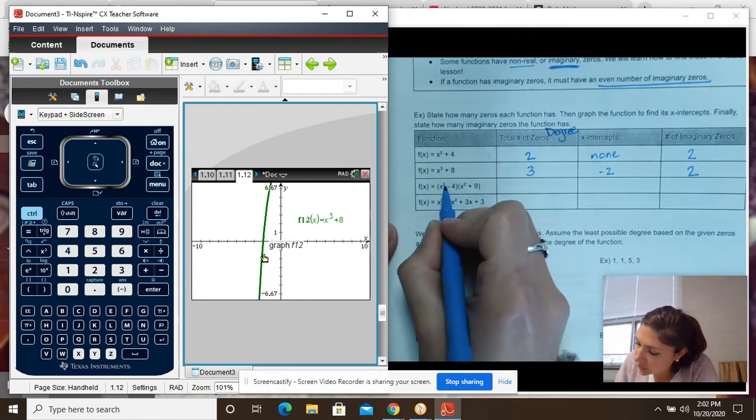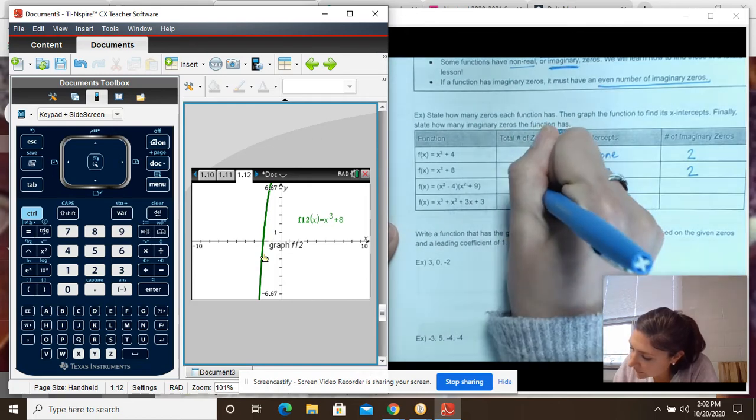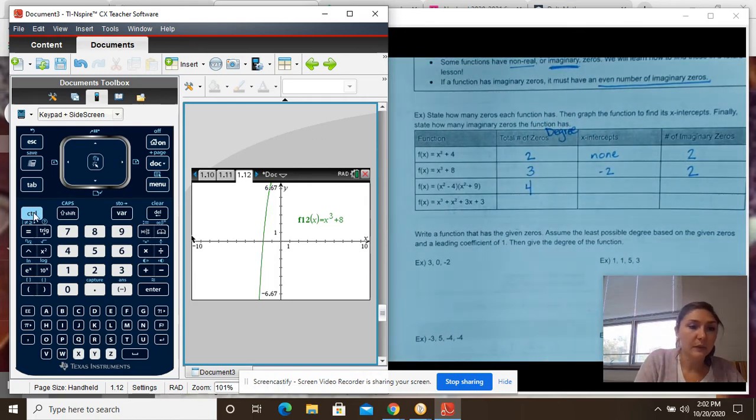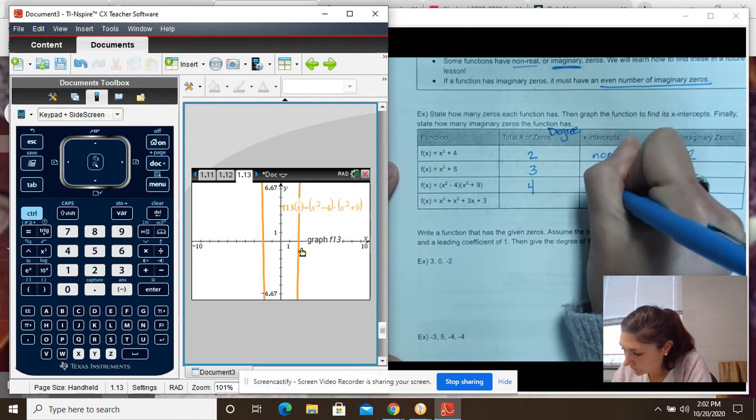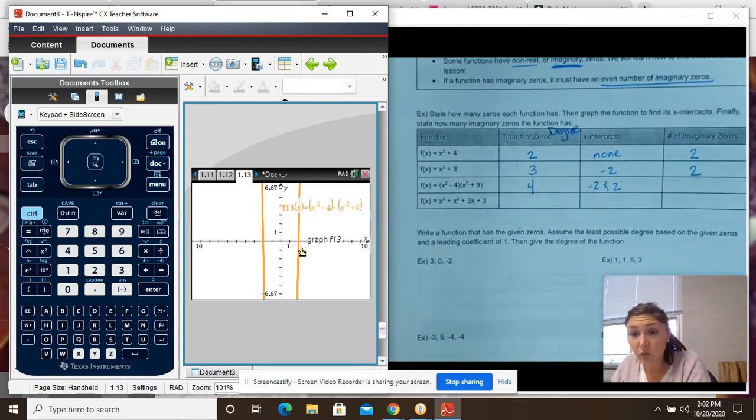For my next function, 2 and 2 gives me a degree of 4. So let's see if we've got any x-intercepts here. I've got 2 x-intercepts, it looks like, at -2 and +2. So 2 x-intercepts leaves me with 2 imaginary zeros.